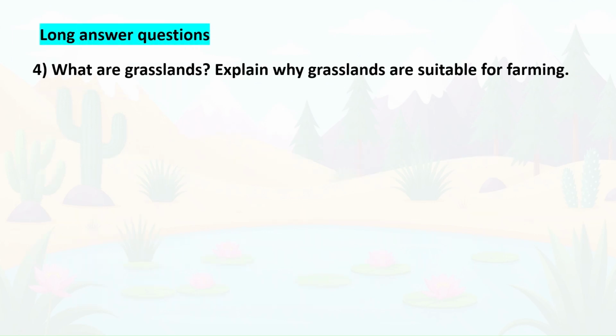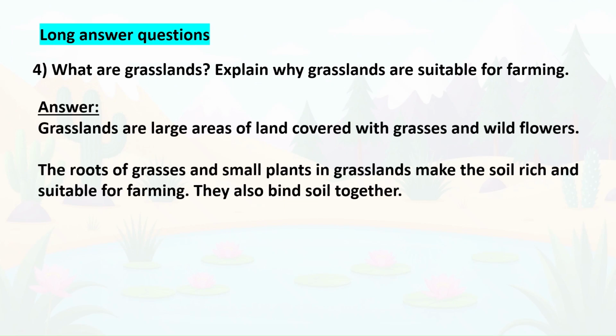4. What are grasslands? Explain why grasslands are suitable for farming. Answer. Grasslands are large areas of land covered with grasses and wildflowers. The roots of grasses and small plants in grasslands make the soil rich and suitable for farming. They also bind soil together.